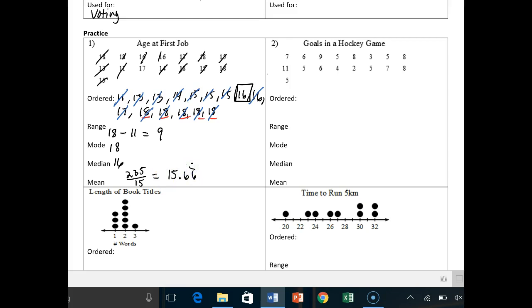So what does this say? This says the range of ages at which people got their jobs is about 9 years. Earliest was 11, latest was 18. Most people got their jobs at 18 years old. The middle of our data set was 16, and then on average, you were about 15 or 16 years old when you got your job, probably 15, almost turning 16. Okay?